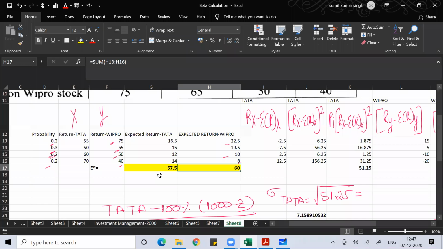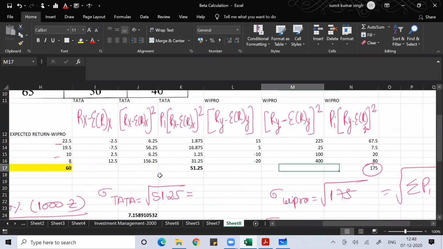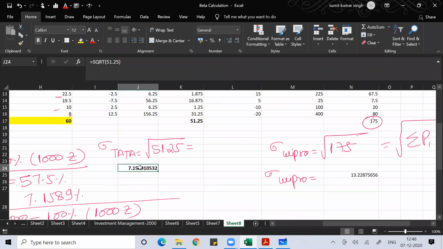Once the expected return of Tata and Wipro was given, we found their standard deviation. The standard deviation of Tata was around 7.15%. Understand, everything is in percentage. And the standard deviation of Wipro, what we found, was around 13.2287.